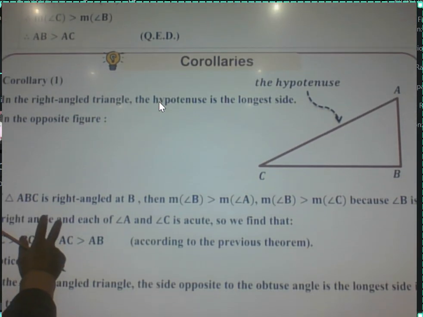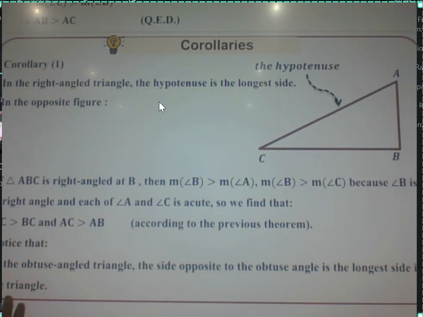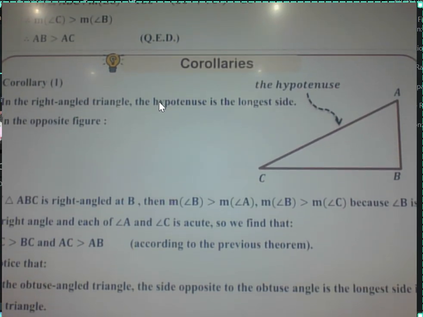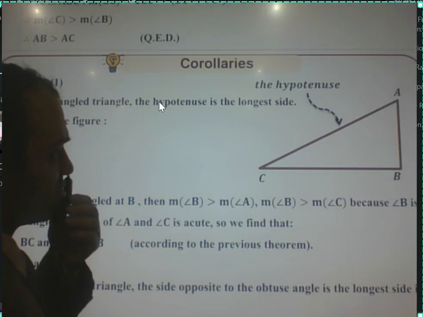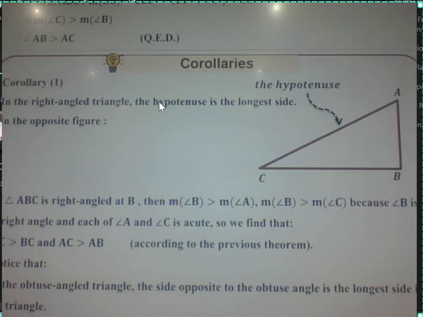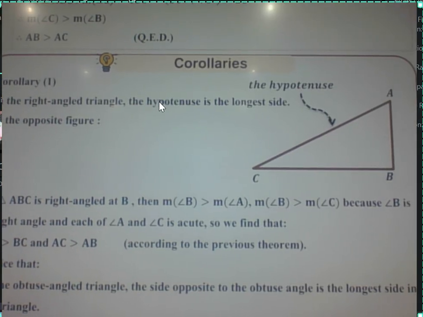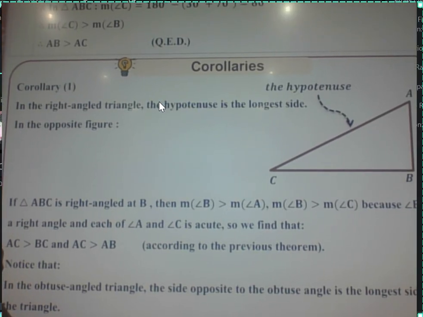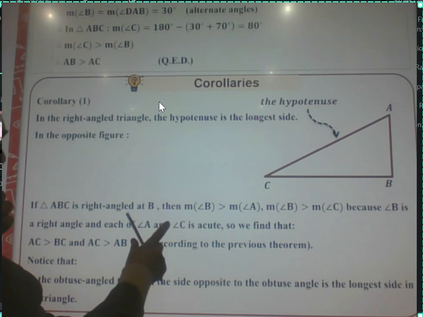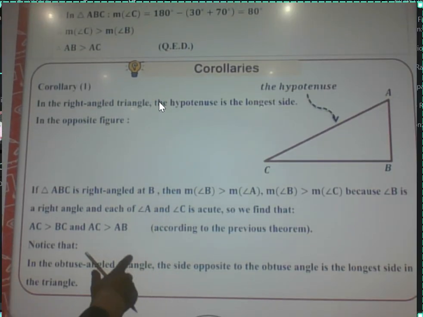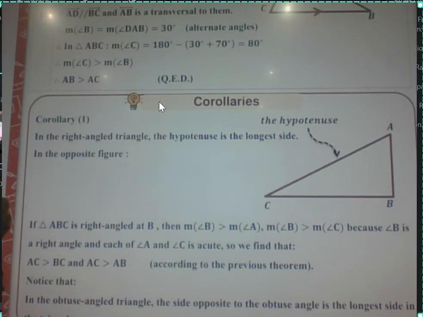We have also queries like this. Query number one: if we have a right angle triangle like this, the hypotenuse is greater than any side in the triangle. If we have a right angle triangle, then the hypotenuse will be the greater side. The greatest side in a right angle triangle we call the hypotenuse. In the right angle triangle, the hypotenuse is the longest side.